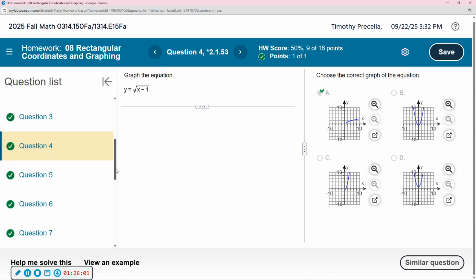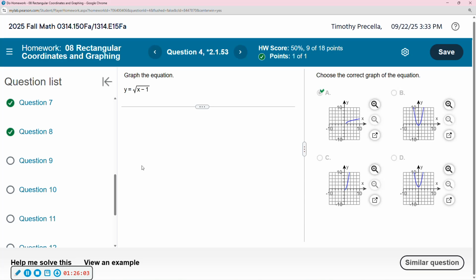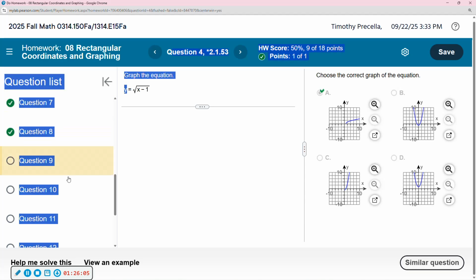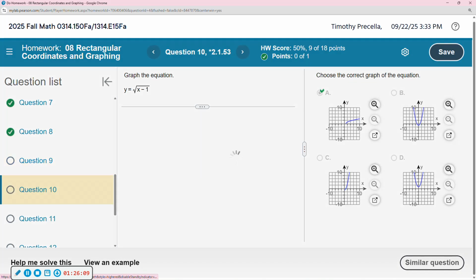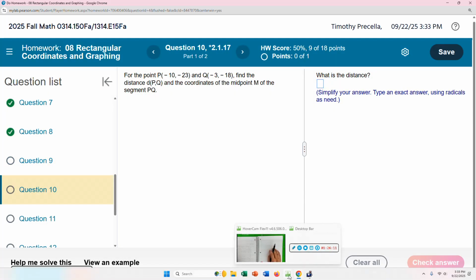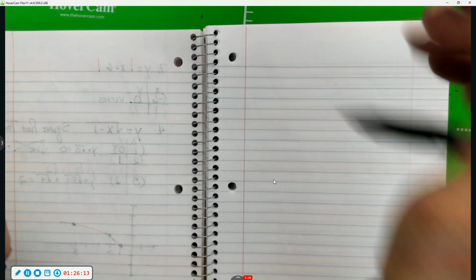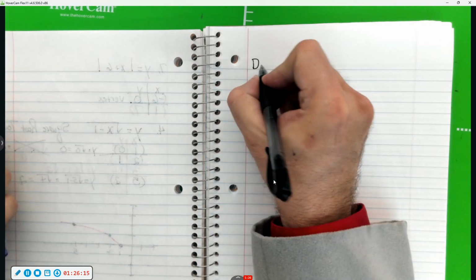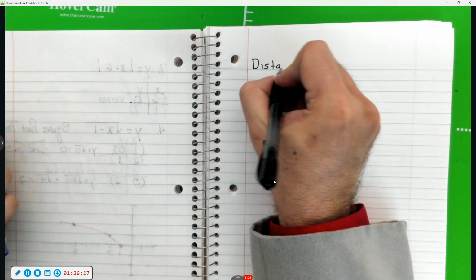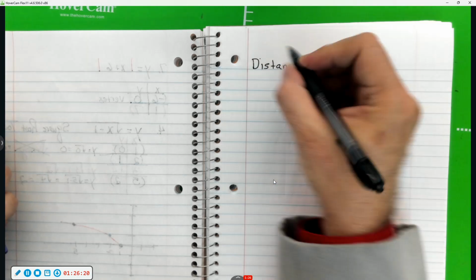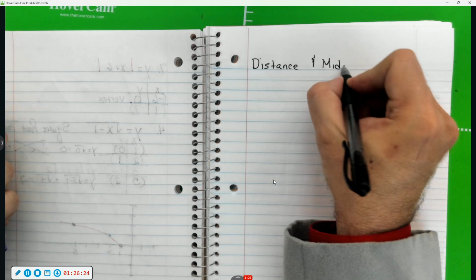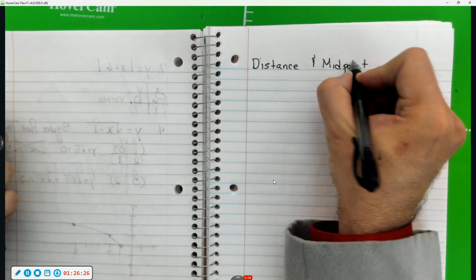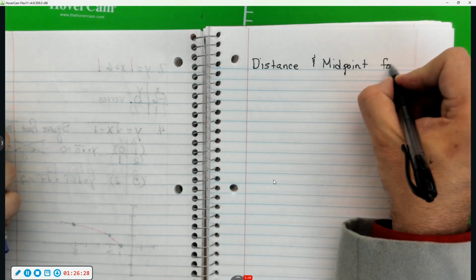Okay. So we have one other thing we need to do. Problems 9 and 10 both deal with some formulas. You don't need to show those problems here. We're going to get 2 formulas: the distance formula and the midpoint formula. Distance formula and midpoint formula.